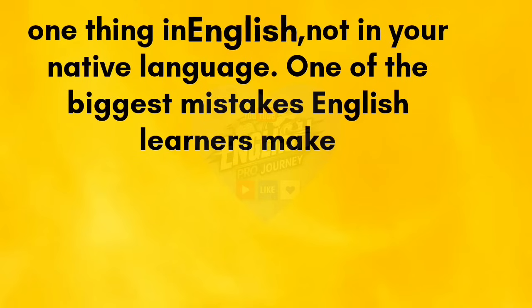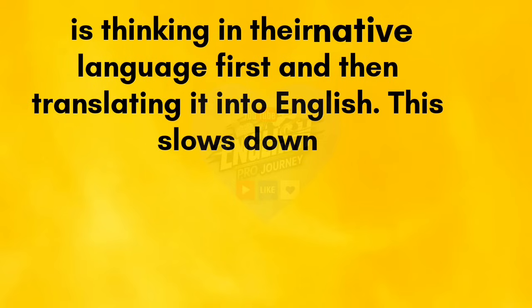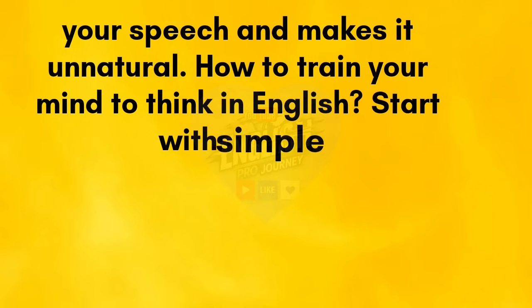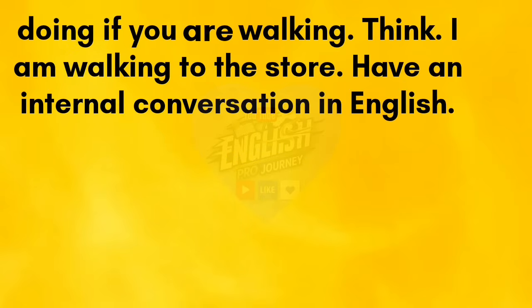1. Think in English, not in your native language. One of the biggest mistakes English learners make is thinking in their native language first and then translating it into English. This slows down your speech and makes it unnatural. How to train your mind to think in English. Start with simple words. Look around you and name objects in English. Example: table, window, phone. Describe what you are doing if you are walking. Think, I am walking to the store.